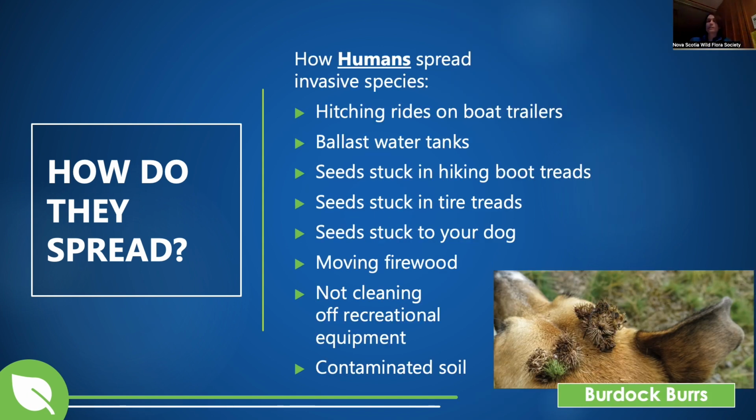But we as humans also spread invasive species, and this is typically how they move greater distances than they can by themselves or by natural means. And it is something that we can do something about, which I'll be talking about at the very end of these slides. So invasive species can hitch rides in boat trailers, ballast water tanks, seed stocks, hiking boot treads, tire treads, our pets, the movement of firewood, not cleaning off recreational equipment, or even contaminated soil can all spread invasive species around.